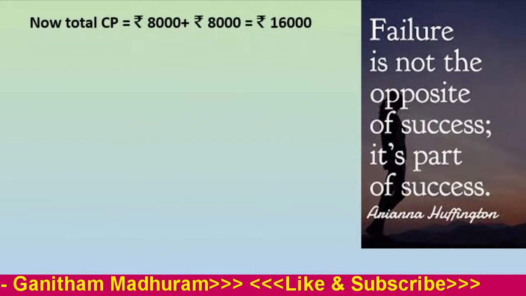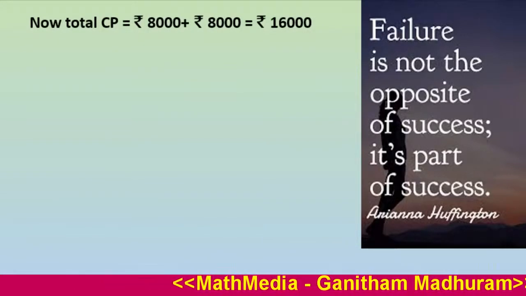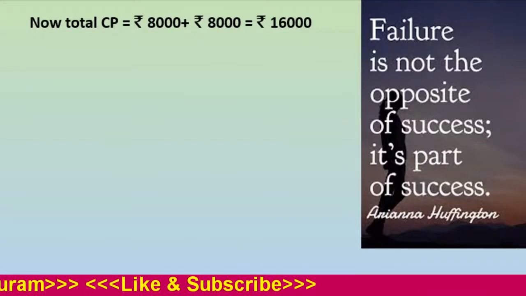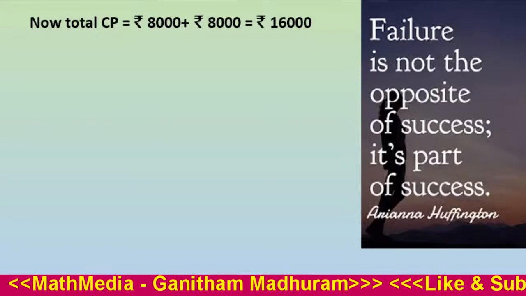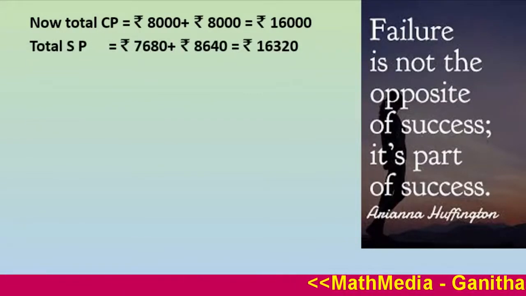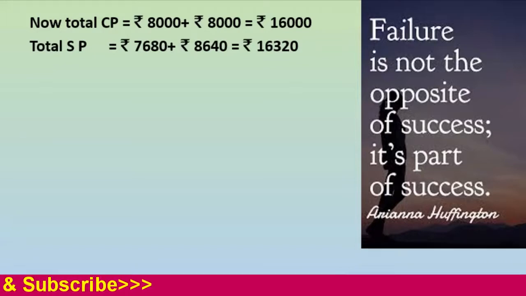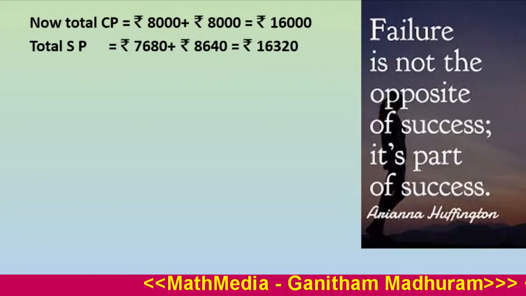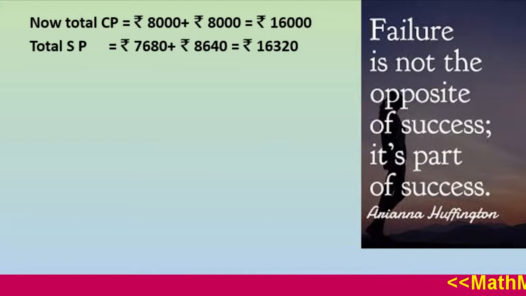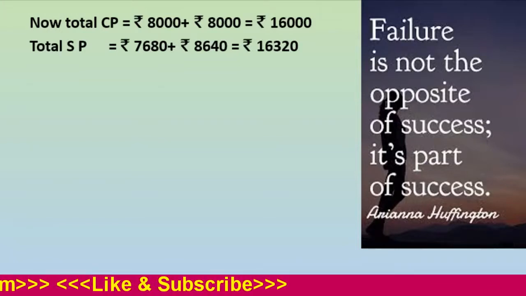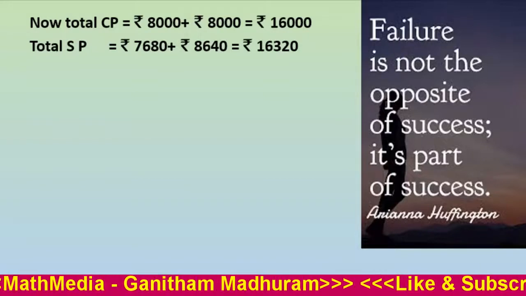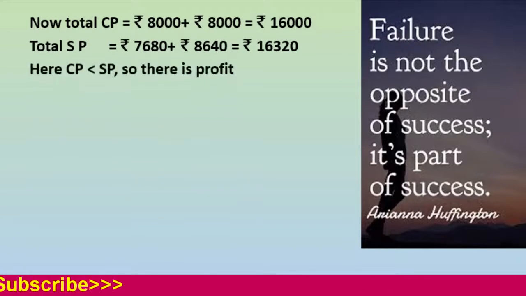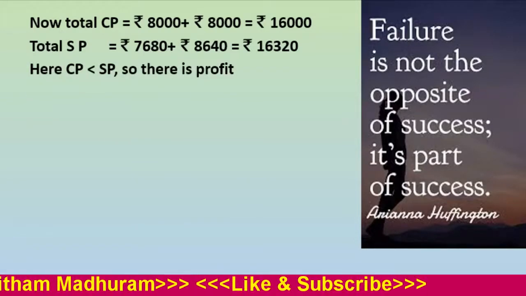Our question is, find gain or loss percentage on the whole transaction. That means we can find the total CP. Both VCR and TV have the same cost price, so rupees 8,000 plus 8,000 equal to rupees 16,000. Now we can find total SP. In the VCR he made a loss, so the SP is rupees 7,680, and for the TV he made a profit, so the SP is rupees 8,640. So our total SP will become rupees 16,320. Here CP is less than SP, so there is profit.